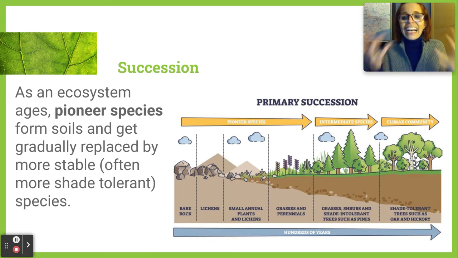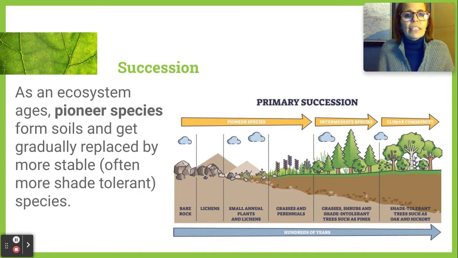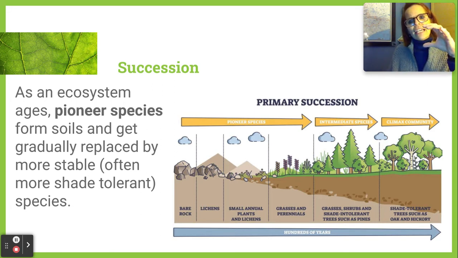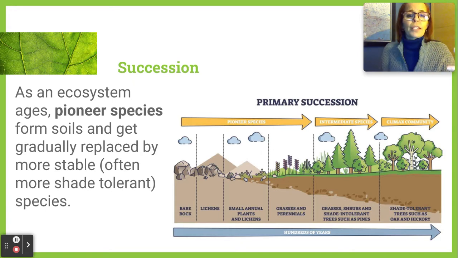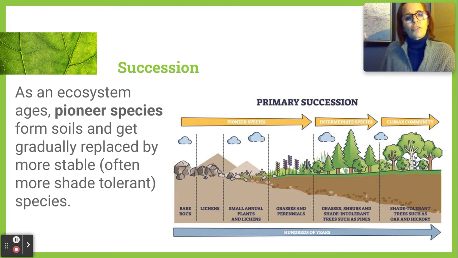And their bodies, in essence, form the soil that starts to get thicker and thicker as they live and die. So pioneer species include things like lichens, which are these crusty things that live on rocks, small plants, mosses, that kind of thing. And as they live and die, the soil starts becoming thicker and thicker. And as the soil thickens, then we can have larger plants, grasses, and perennials. And as the soil continues to thicken, we can have larger plants like trees or shrubs.